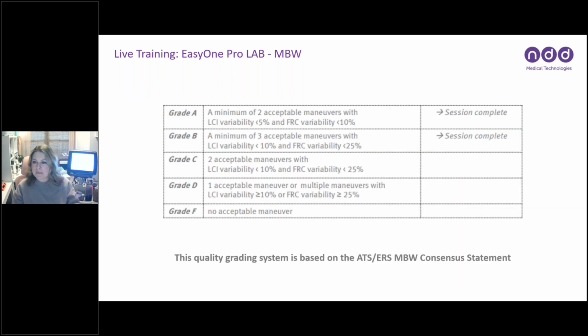Sorry, a little bit blurry here, but you can see the breakdown of each of the letter grades. For example, for a letter A session quality grade, a minimum of 2 acceptable maneuvers with LCI variability less than 5% and FRC variability less than 10%. You can see how that changes as you move down the grading scale. Of course, always wanting to end with an A or a B whenever possible. Again, this is based on the multiple breath washout consensus statement that was released by the ATS ERS boards.